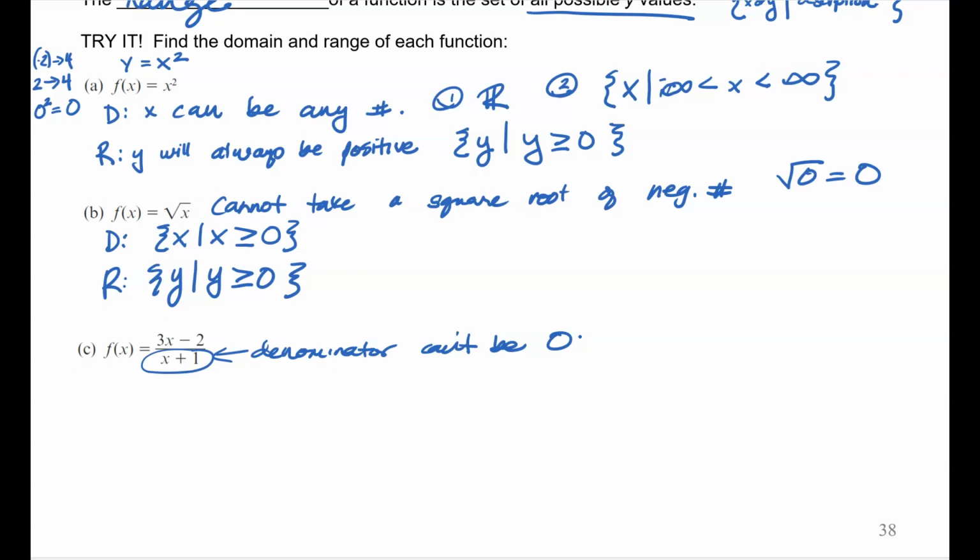And so one thing you can do algebraically is say, okay, I'm going to take x plus 1 and set it equal to 0 and figure out what x would have to be in order to make that denominator 0. If you solve this equation by subtracting 1 from both sides, you end up getting x equals -1. And so that tells you the domain is going to be all values of x such that x cannot be -1. Any other x value is going to be okay because you can divide by any number as long as you're not dividing by 0.